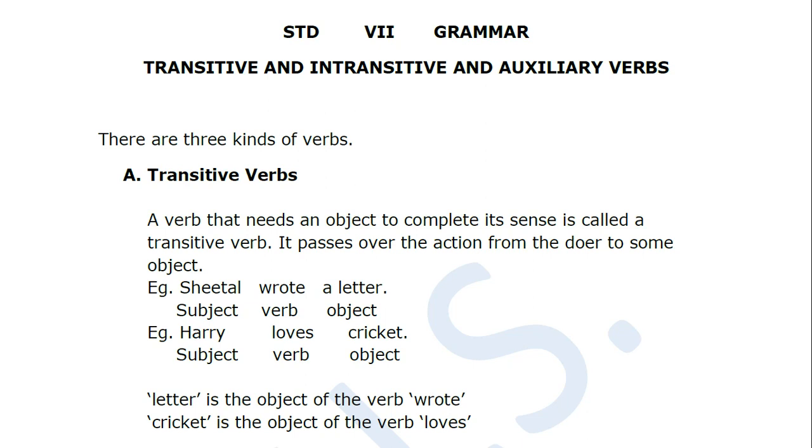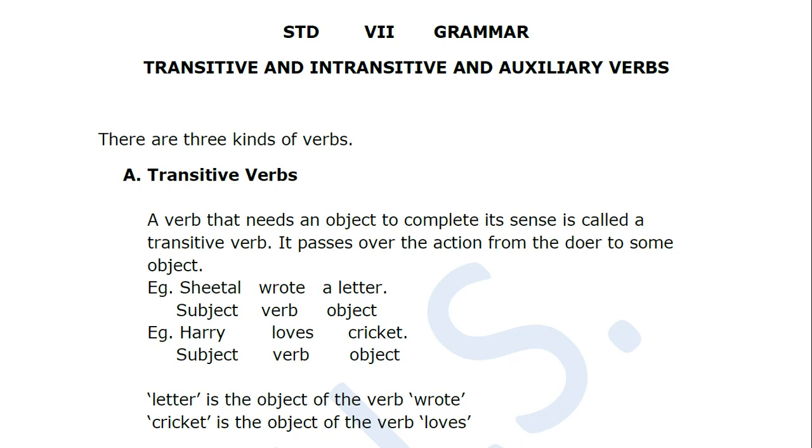Supposing I say, the cat killed the rat. What is the action? The cat is doing some action, that is killed. Or did some action, killed. Now what is he killing? That action is being done on somebody or something, the rat. So the action is passing over from the cat to the rat. Clear? Such a verb is called a transitive verb.